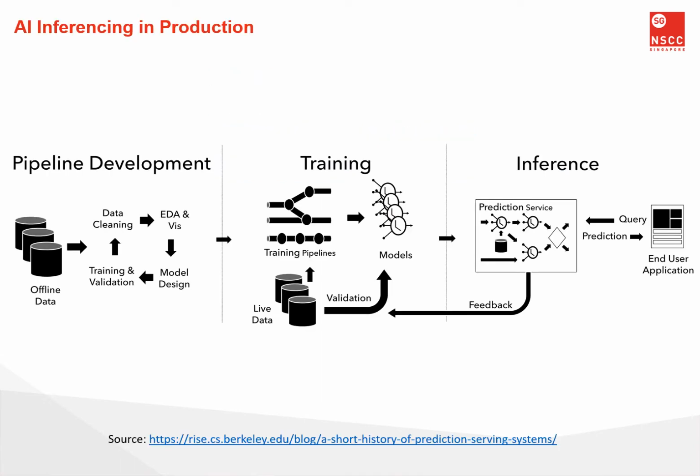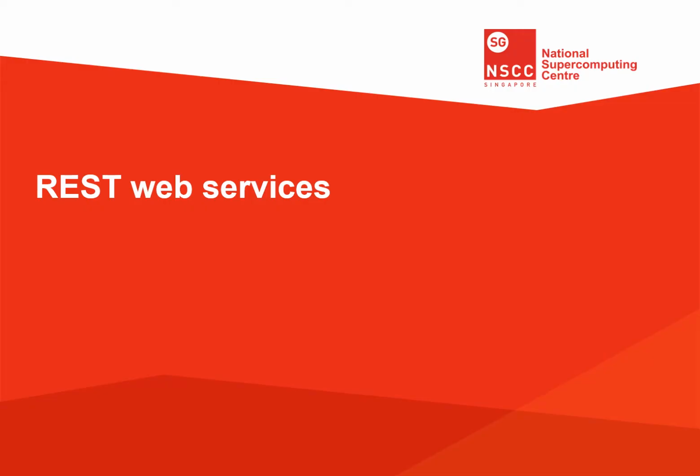So back to this diagram that we had shown earlier. We talked about the training and inference engine so far, and notice that the end user application sends a query to the prediction service, or the AI inference engine. The AI inference engine makes use of the model information, makes a prediction, and sends the result back to the end user. So this interface is what we're going to be talking about in this series, the REST web service interface. Now there are different ways of creating such a service, but I will be describing at least two of them. So let's talk about REST web services.